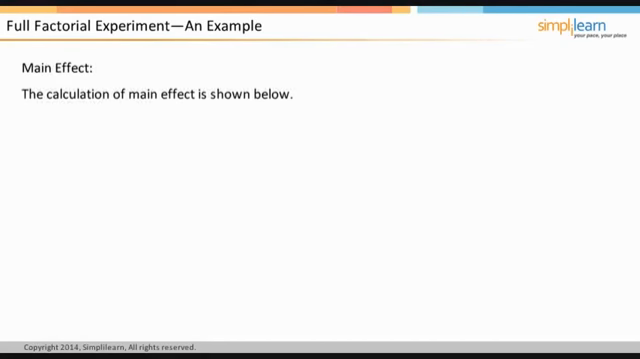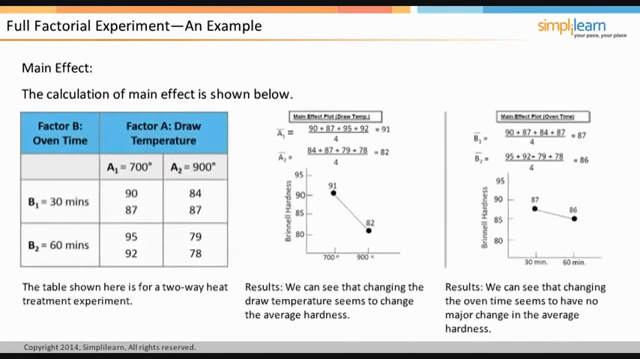Let us next understand the concept of main effect. For calculating the main effect, the means have to be calculated. Hence, to calculate the main effect of draw temperature, the mean of the hardness values has to be calculated. The values are populated in the corresponding columns of draw temperatures. The columns have been labeled A1 and A2. The value of the mean of A1 is 91, and of A2 is 82. Plotting the data on a graph shows that changing draw temperatures changes the average hardness.